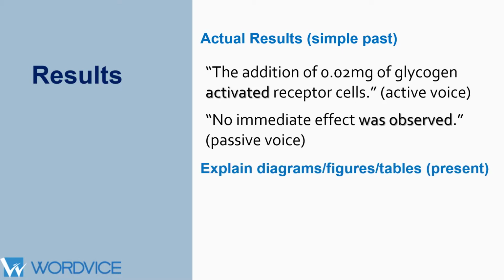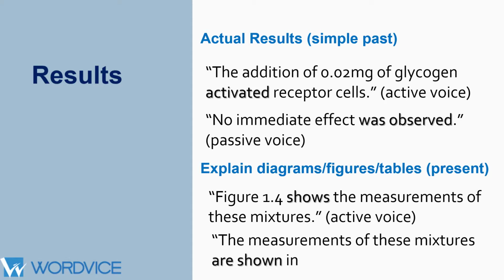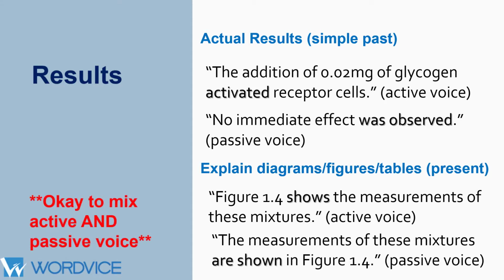Again, use the present tense to explain diagrams, figures, tables, and charts. Figure 1.4 shows the measurements of these mixtures. Or, the measurements of these mixtures are shown in Figure 1.4. It is generally okay to mix the active and passive voice in these sections, if only to give your writing a little bit more variance and make it easier for the reader to understand.